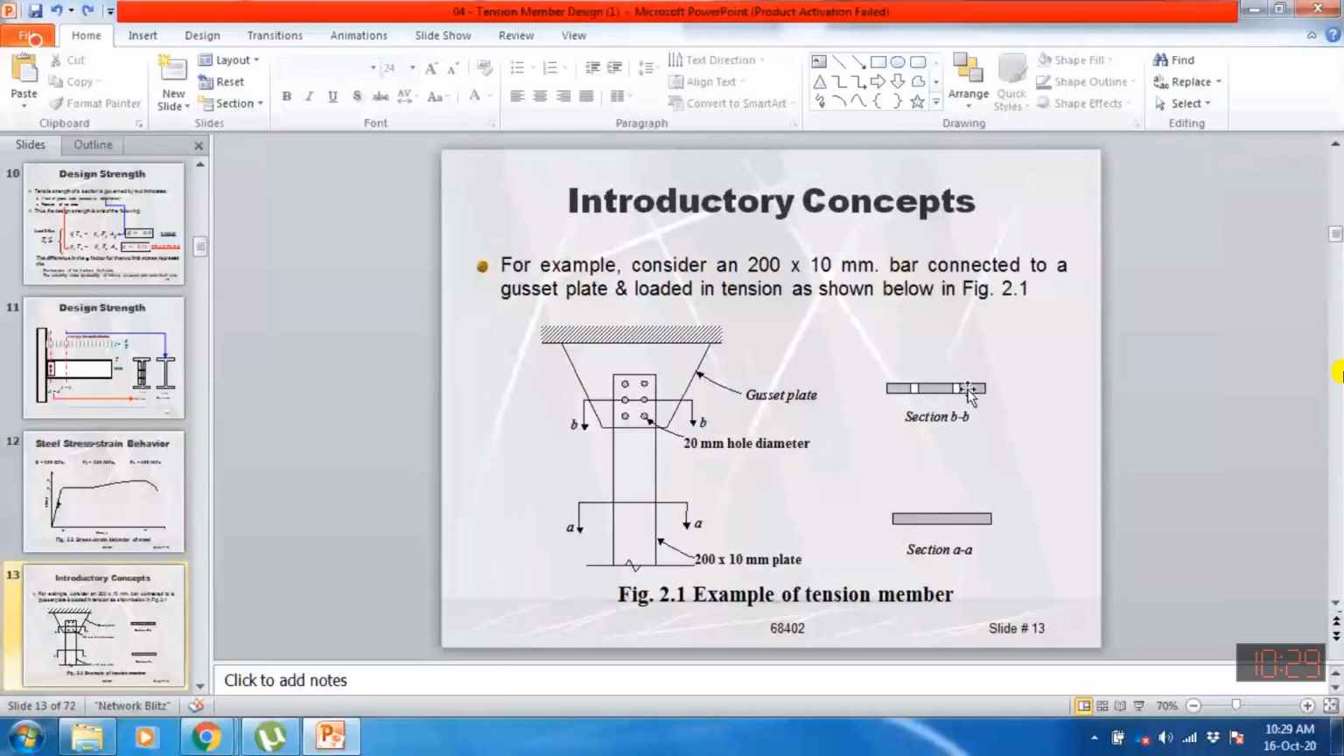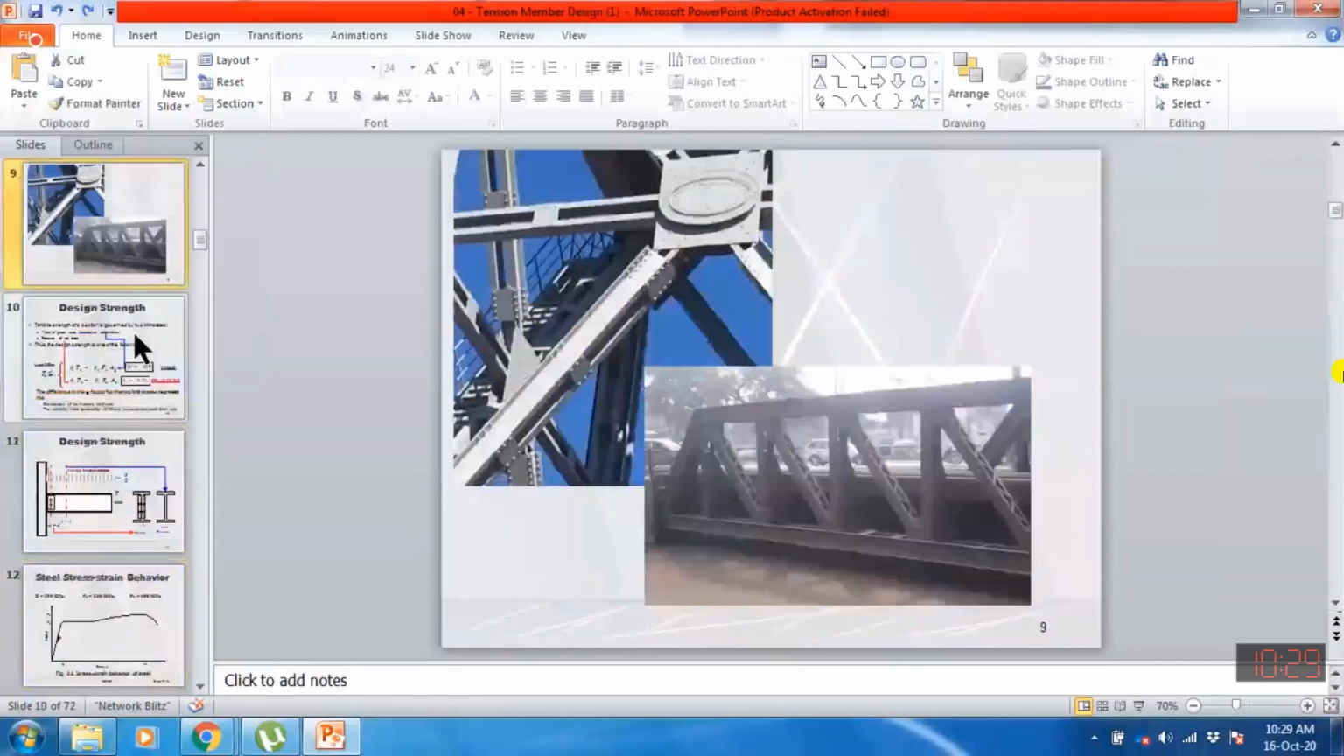So I would like to show you the picture again. Just see here at the end. How are we making the connection of this channel section with this gusset plate? We have punched holes in the cross section. When we are punching the hole, it means that we are reducing the area.